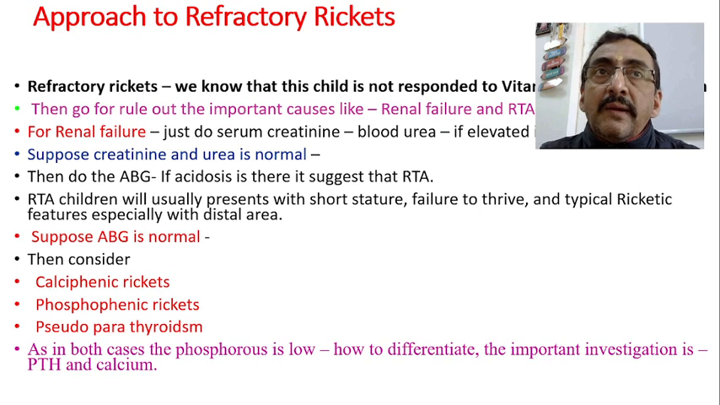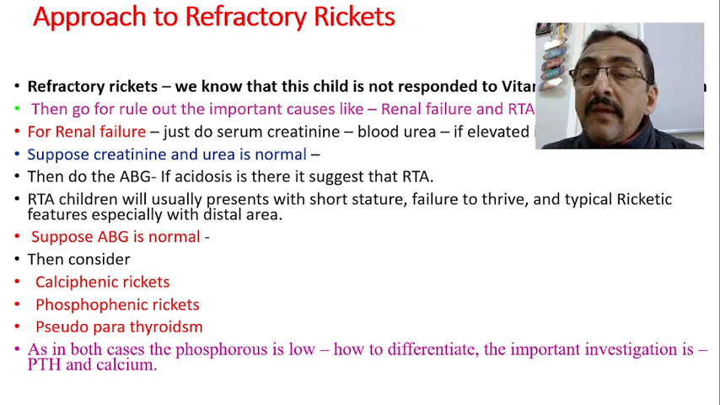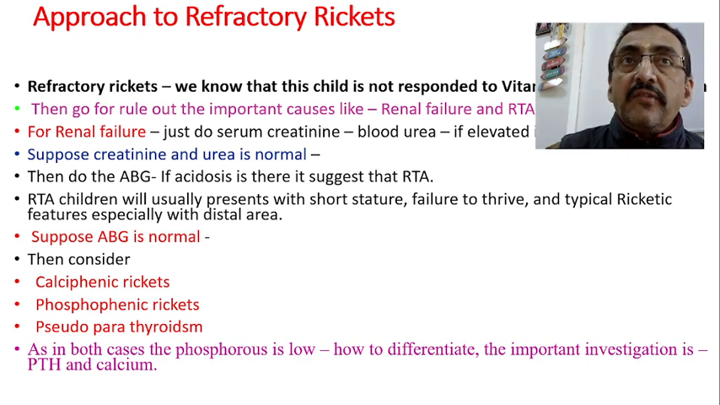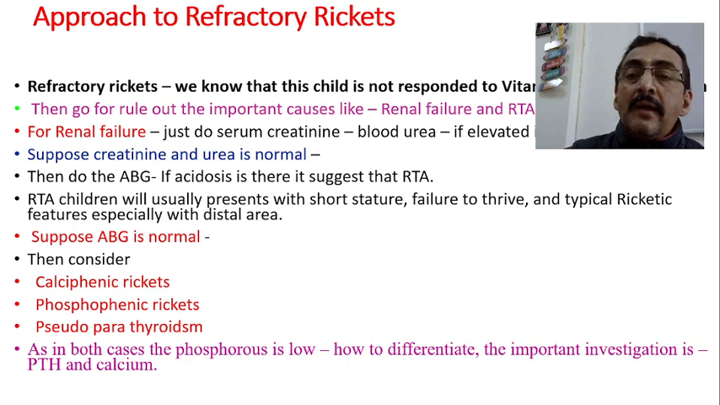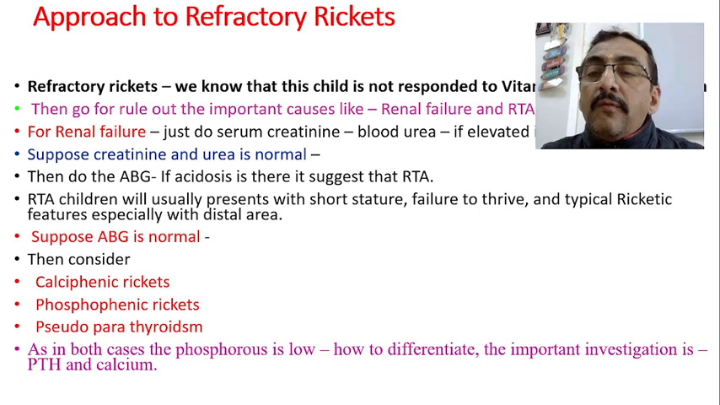Now come to another possibility where even the ABG is normal. Okay, blood urea and creatinine are normal, ABG is also normal. Now what to do? Still the child is having ricketic features. Now we have to consider calciopenic rickets, phosphopenic rickets, and pseudohypoparathyroidism. Now this is a new topic. Okay, calciopenic rickets, phosphopenic rickets, and pseudohypoparathyroidism.